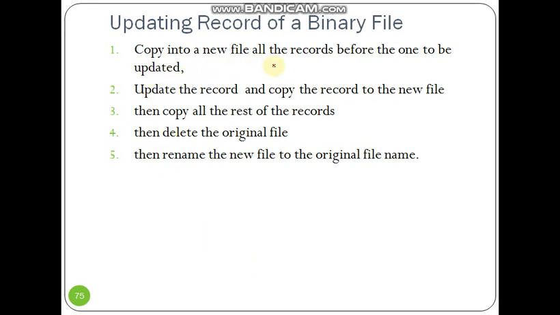Now, how can we update a record? Let's see that. A similar process is done here also. Copy all the records before the one to be updated to a temporary file, do the updation and copy that updated record to the temporary file. Then copy all the rest of the records also to the temporary file. Then delete the original file, and rename the temporary file as the new file. So a similar process needs to be done. The extra thing here is that the updated record is also written to the temporary file.